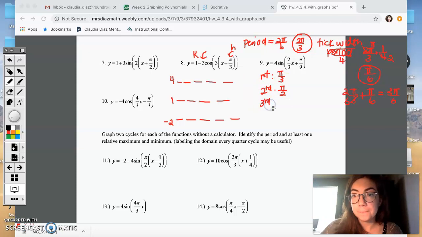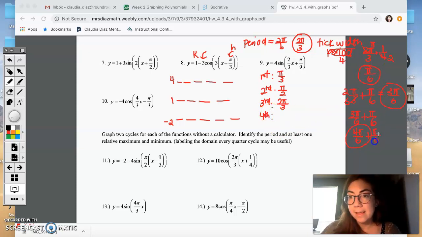The third tick mark is 3 pi over 6 plus the tick width, pi over 6. So 3 pi over 6 plus 1 pi over 6 is 4 pi over 6, which is the same thing as 2 pi over 3. The fourth tick mark is 4 pi over 6 plus our tick width, pi over 6. That's 5 pi over 6. And last but not least, the fifth tick mark is that 5 pi over 6 plus pi over 6, which is 6 pi over 6. Same thing as pi. Okay, and so here you have it.